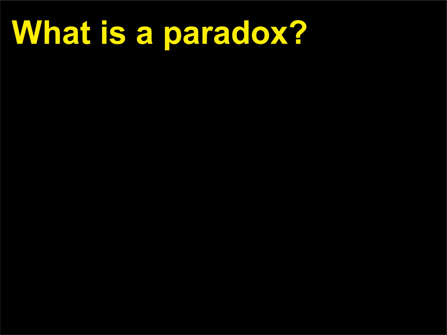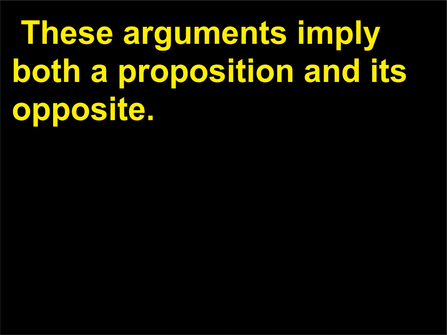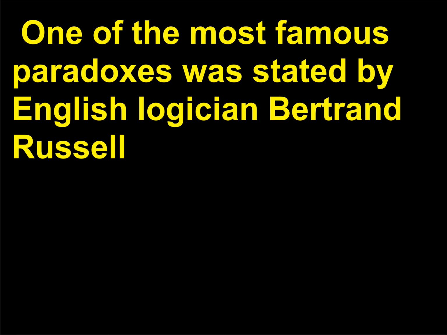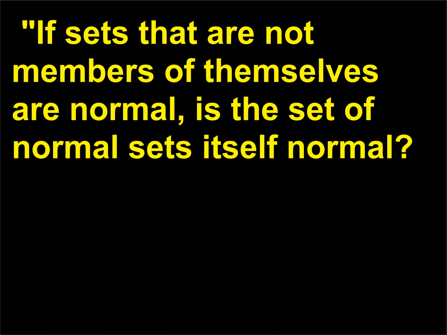What is a paradox? In logic, paradoxes are statements that seem to be self-contradictory or contrary to one's expectations. These arguments imply both a proposition and its opposite. One of the most famous paradoxes was stated by English logician Bertrand Russell, 1872-1970, in 1901, and deals with sets. If sets that are not members of themselves are normal, is the set of normal sets itself normal?